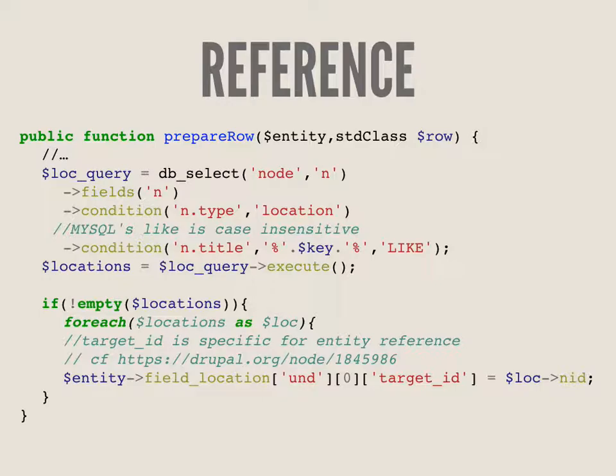I thought that I just had to add the location to the array, field location, and 0, just add it. No, you had an additional key, target ID, and you store the node ID of your location content in that particular place. It took me quite some time using DSM and DPM to find this out.